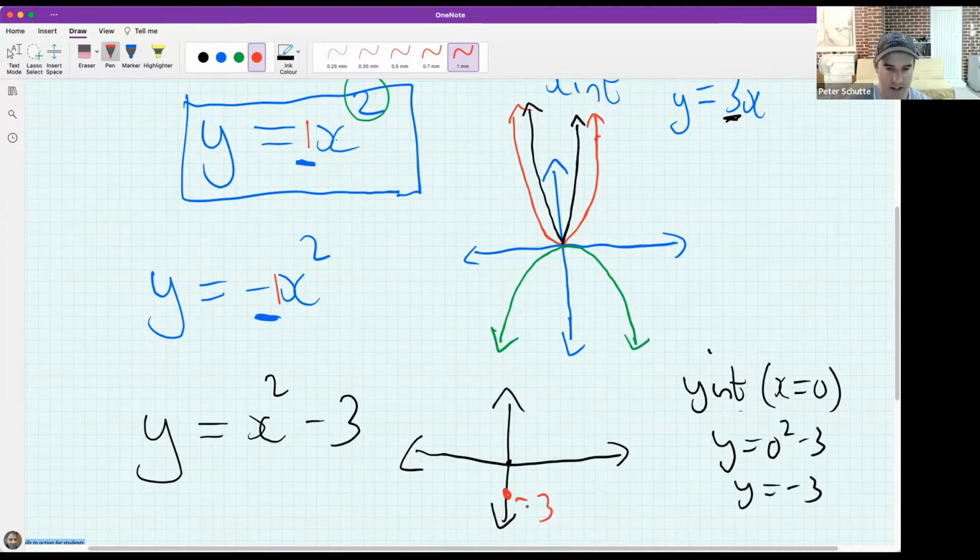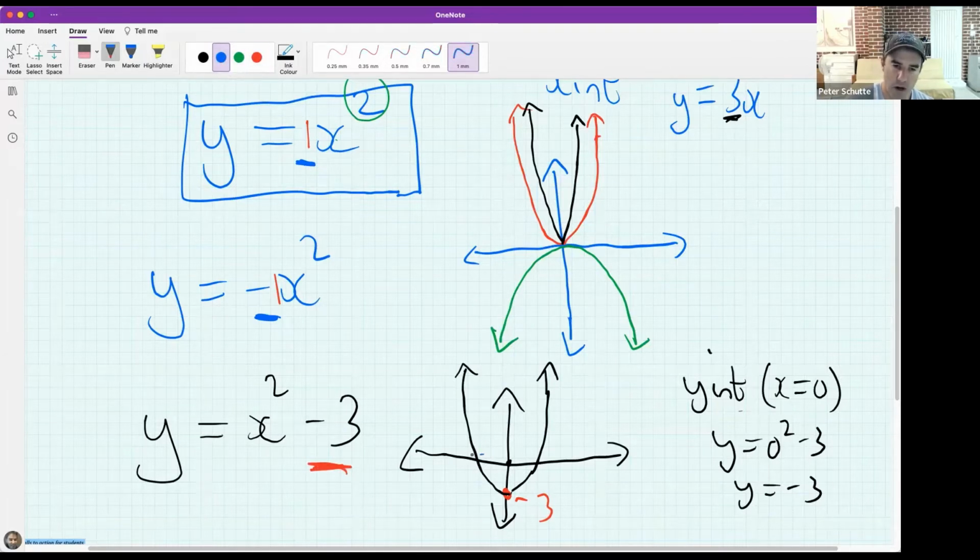So it's going to be down here. And then, because it's a happy graph, it's going to be sloping up like that. So we know the happy graph is still happy. It's just been shifted down by 3 units because of that minus 3.